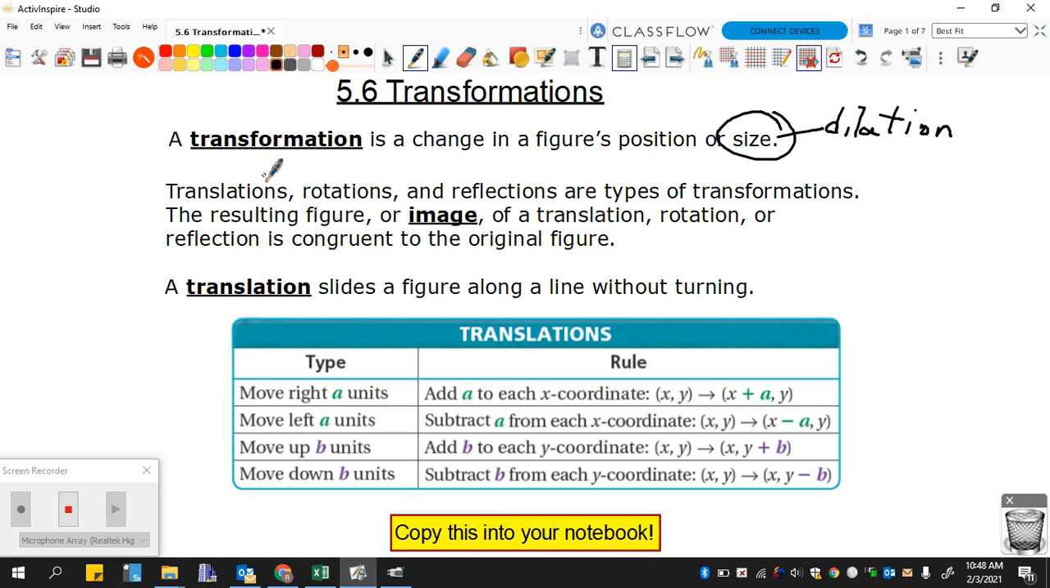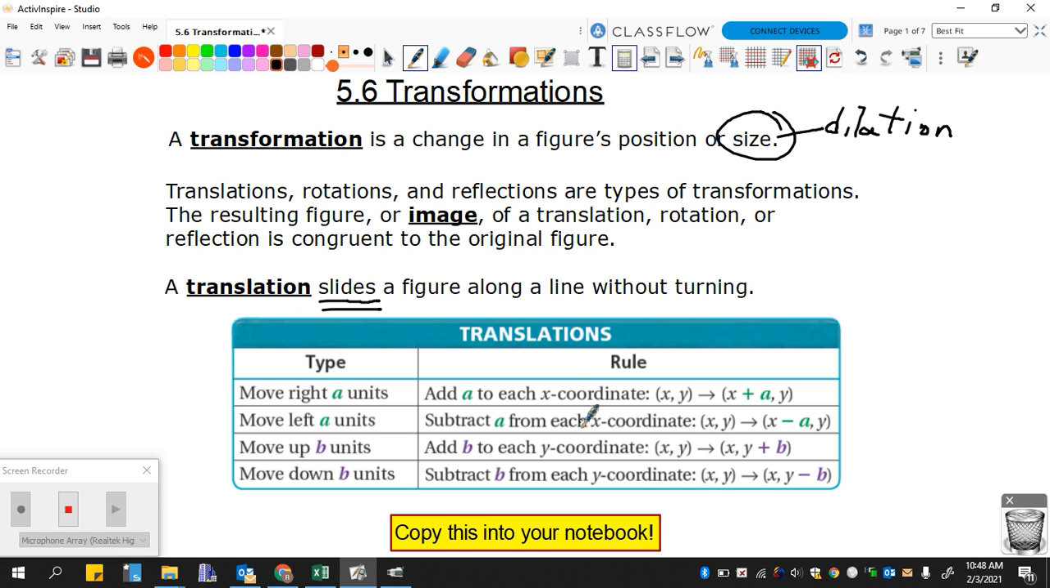A translation is going to have the resulting figure be congruent, or the same size as the original figure. A translation is also sometimes called a slide because it slides a figure along a line without turning. If you're given the figure on a coordinate plane, you can just see that it's slid over, because the orientation of it is exactly the same.